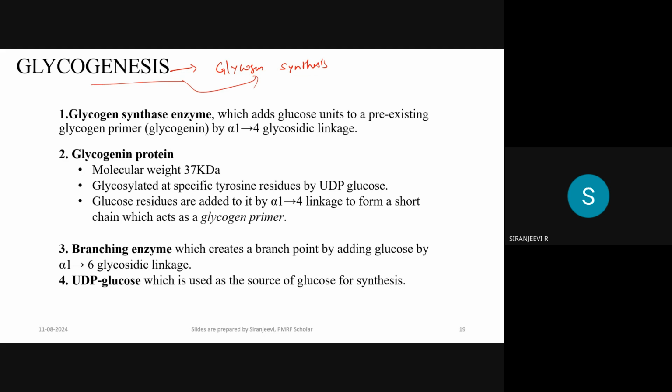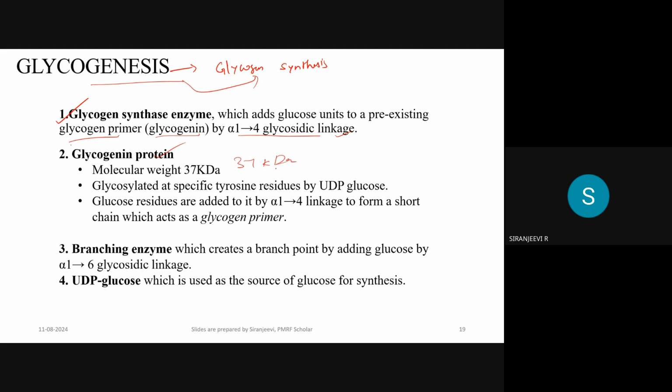There are four molecules that are really important in glycogenesis. The first one is the glycogen synthase enzyme. This is really important, and it adds glucose units to the pre-existing glycogen primer, which is called glycogenin, by alpha 1,4 glycosidic linkage. We will talk about what the pre-existing glycogen primer is in the upcoming slide. Glycogenin is a protein molecule, a 37 kilodalton protein.